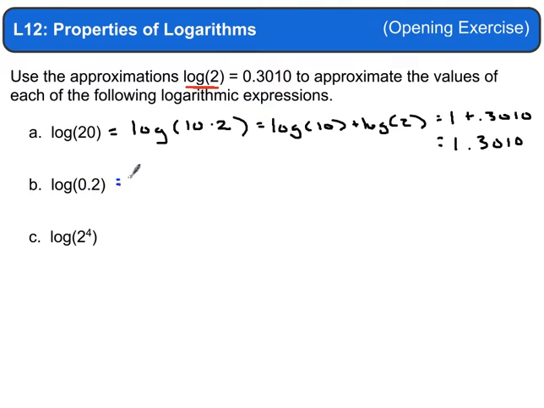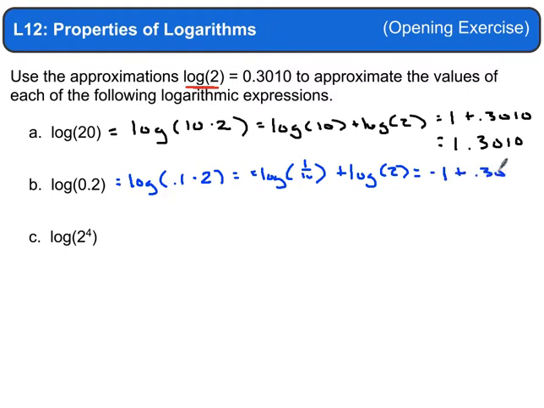Same idea if we look at this one, it's just 0.2. So we rewrite this as log of 0.1 times 2. Remember, 0.1 is the same thing as 1/10. So that means we're going to have the log of 1/10 plus the log of 2. The log of 1/10 is -1, and then we add 0.3010. When we do that, we end up getting -0.6990.